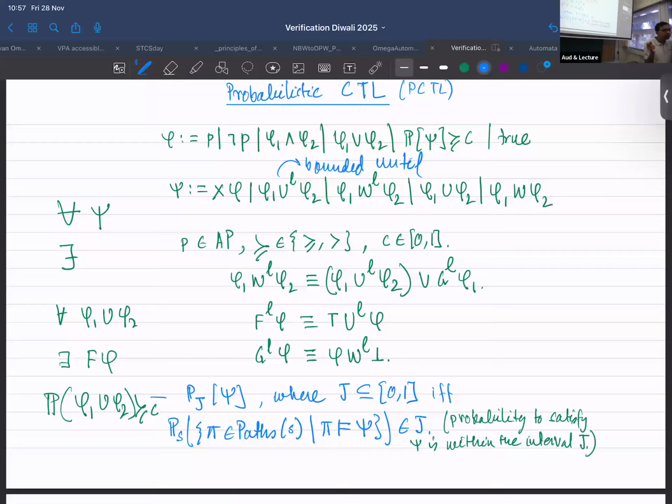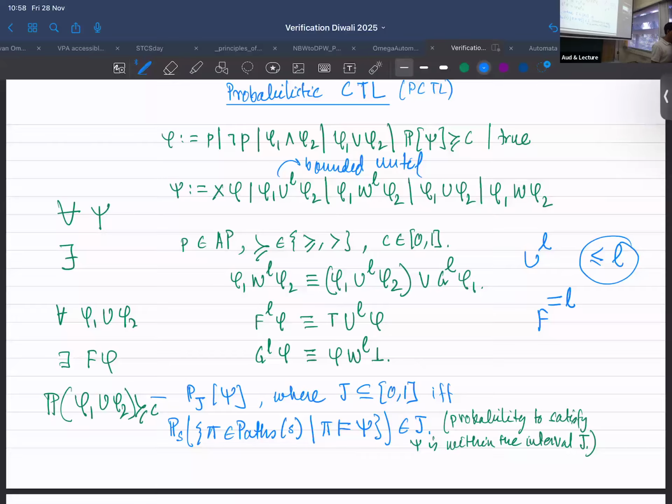What is this U^L? That is phi1 until phi2, and the phi2 comes within L steps. Within L steps, right? My notation will be slightly confusing, but when I write U^L it means within L steps. Clear? Within L steps. If I have to write exactly L, I will write it like this, equal to L, like F equal to L. That means exactly L steps.